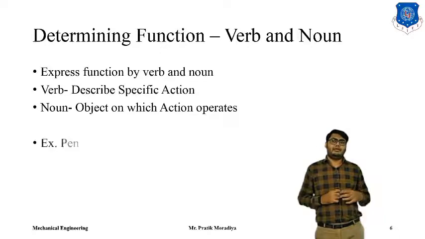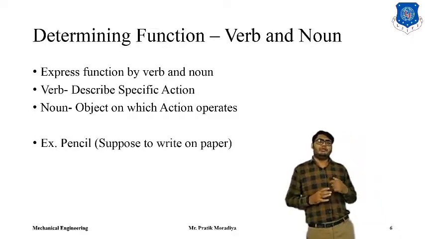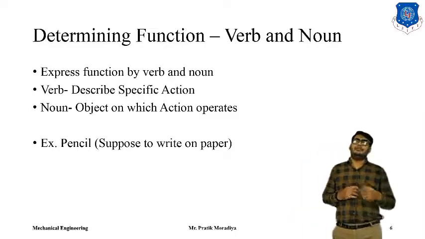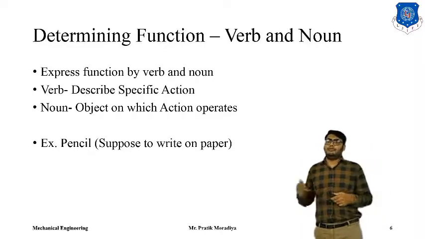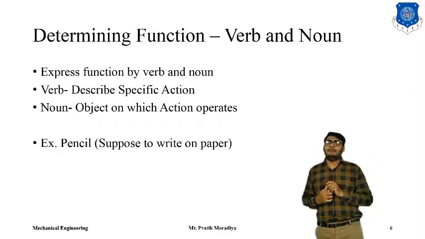So we can take this example of a pencil. Now, what is the purpose of a pencil? To write on some paper, right? So what is the action here? To write. That is the action. And on which object are we writing? So that is a noun. So what is the function of a pencil? Write. Now what if I want to write underwater? Can a pencil perform it? No.